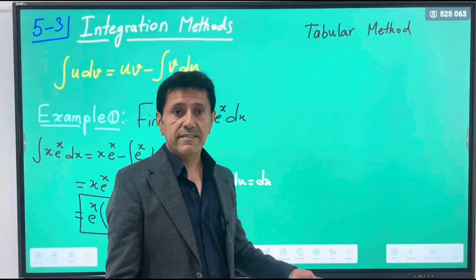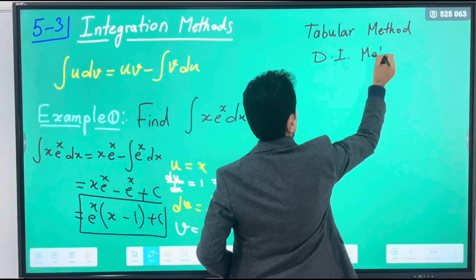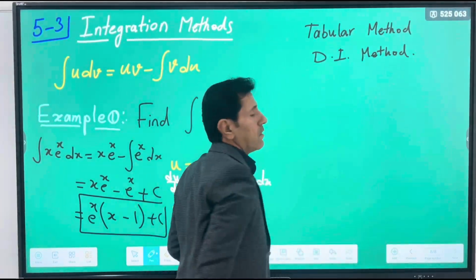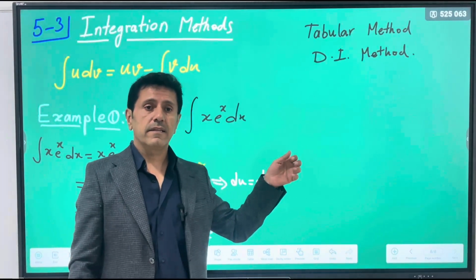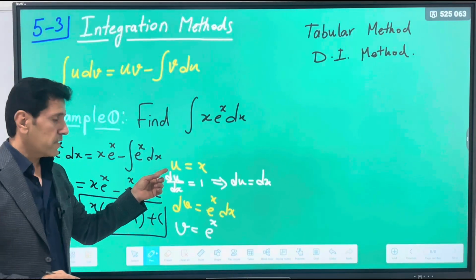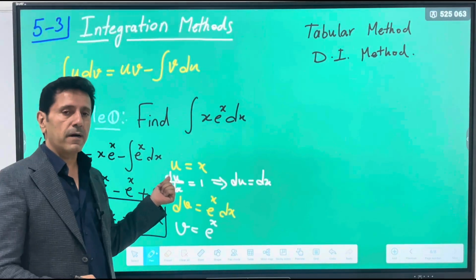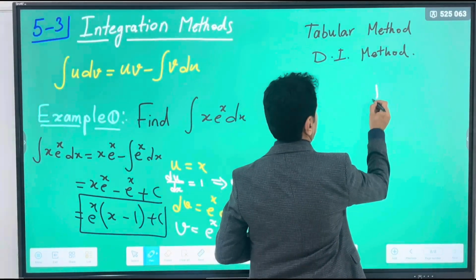Or we can say the DI method, or sometimes say fast way. It's not a fast way. It's integration by parts, but in another form. Okay, guys? So we know that u is equal to x. The differentiation part is equal to x. We have a differentiation and an integration part.